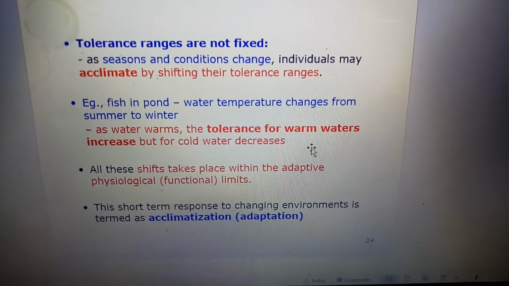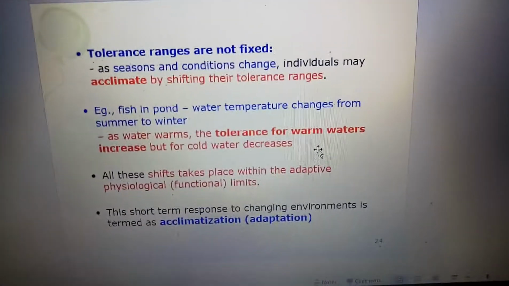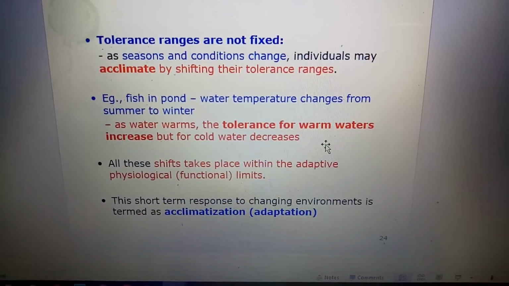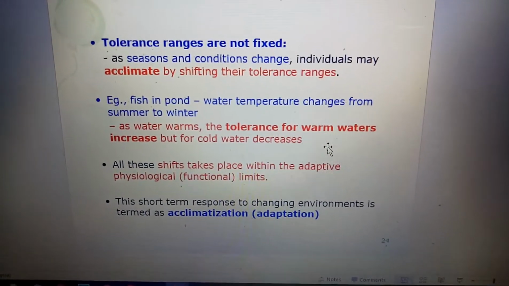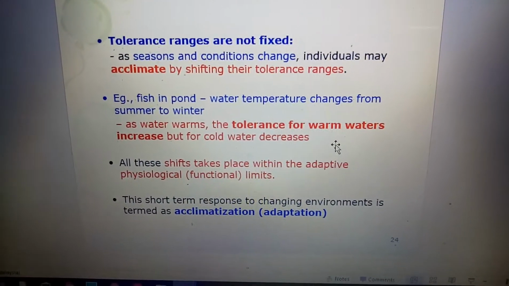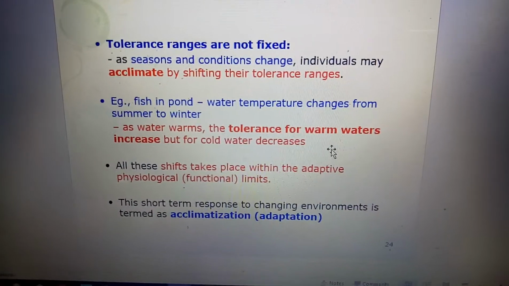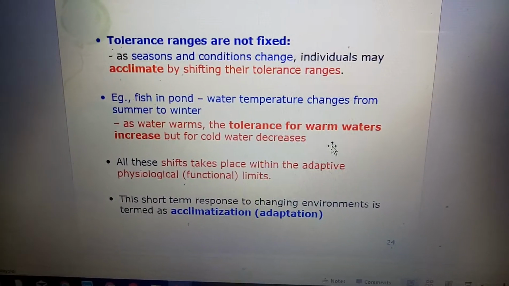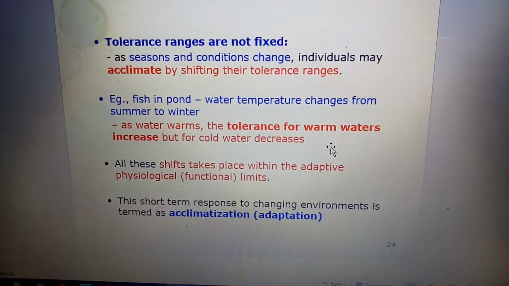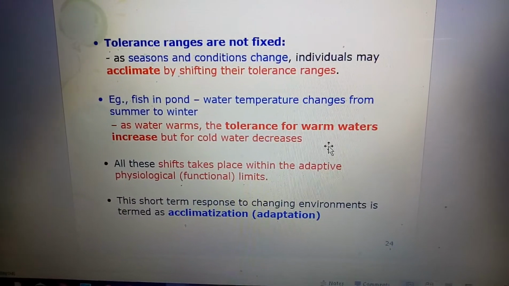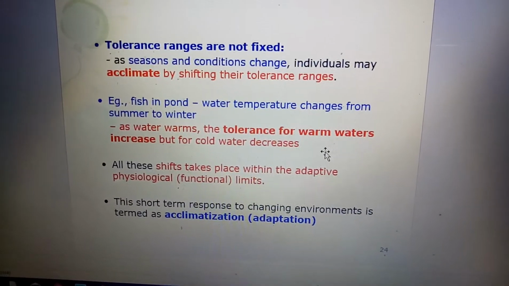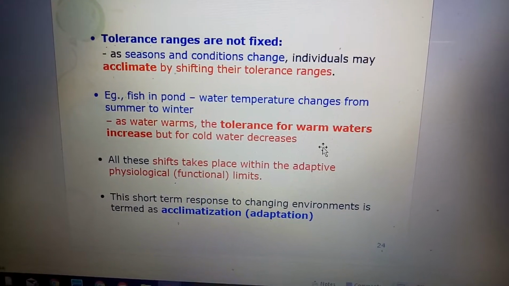Tolerance ranges are not fixed. This is a very important piece of information that you should understand and know. Number one, tolerance ranges are not fixed. As season and conditions change, an individual may acclimate by shifting their tolerance ranges. As an example just now, take fish in a pond with water temperature ranging from summer to winter. As the water warms, the tolerance for warm water increases, but for cold water decreases. All these shifts take place within the adaptive physiological functional limits.